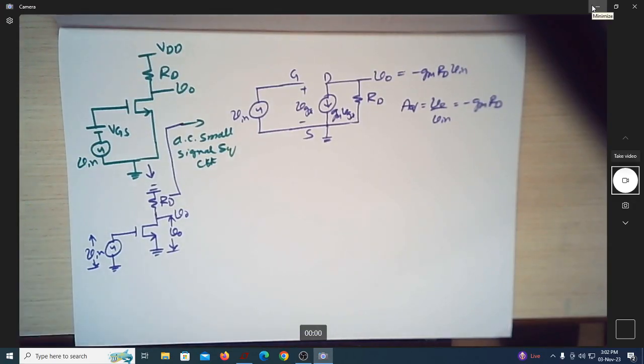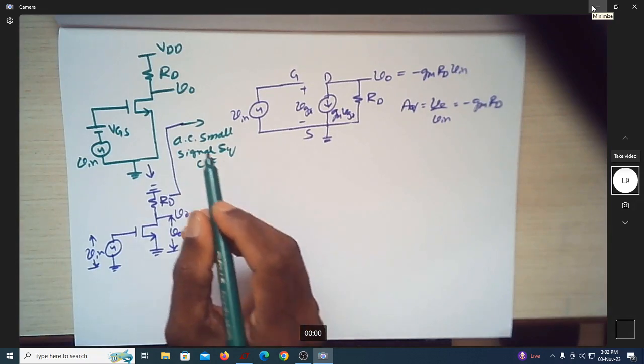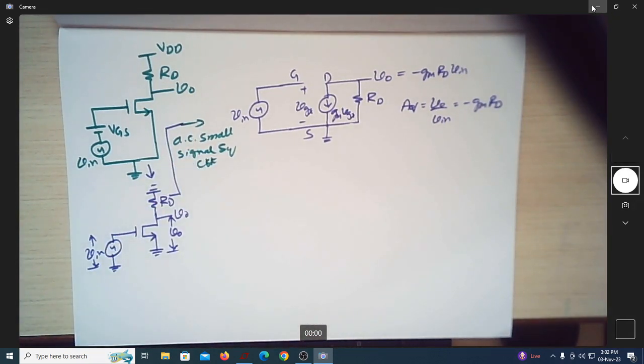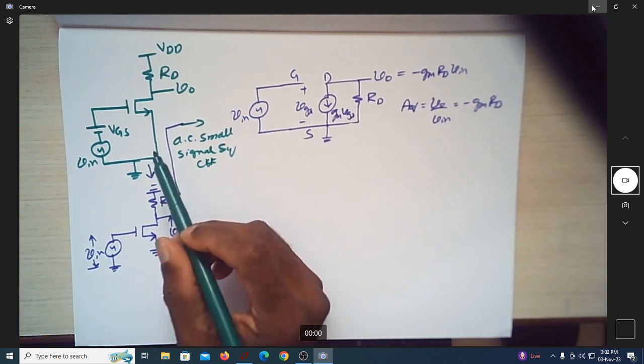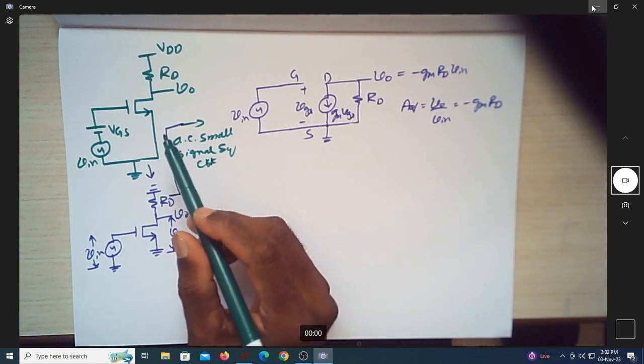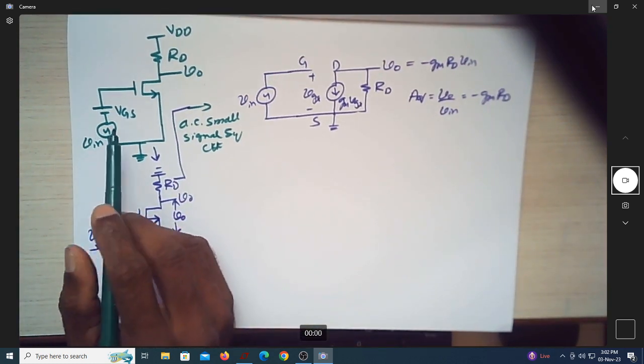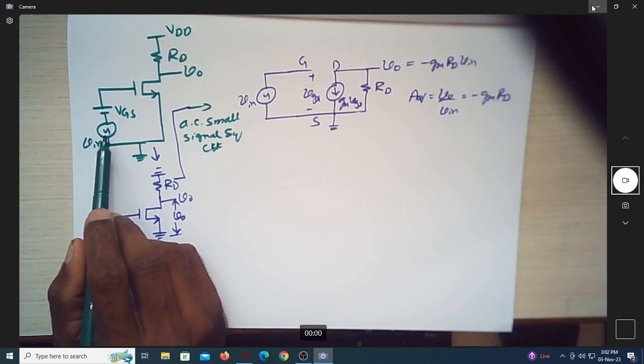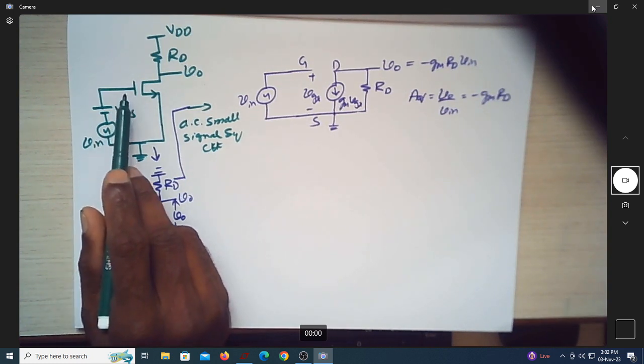Hi, let us continue with the analysis of the circuits. Maybe in the previous video we have seen the MOSFET as an amplifier. I hope you can understand that we had a small signal, and it was not possible to amplify that signal by directly connecting it to the gate.